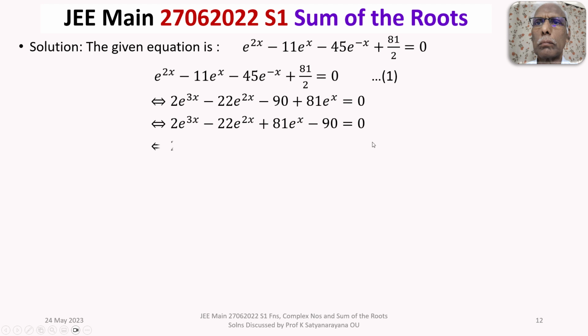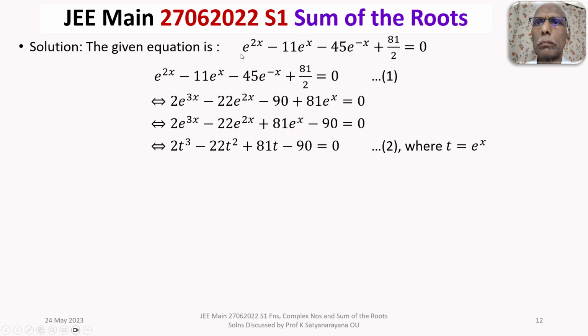It is the same as 2t cube minus 22t square plus 81t minus 90 is equal to 0. Let's call this equation 2, where t is e power x. So these are equivalent.